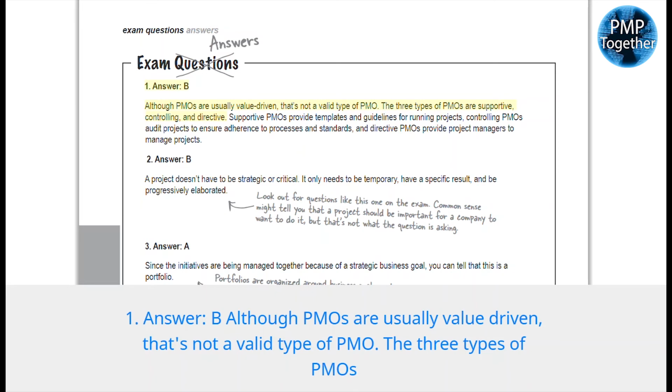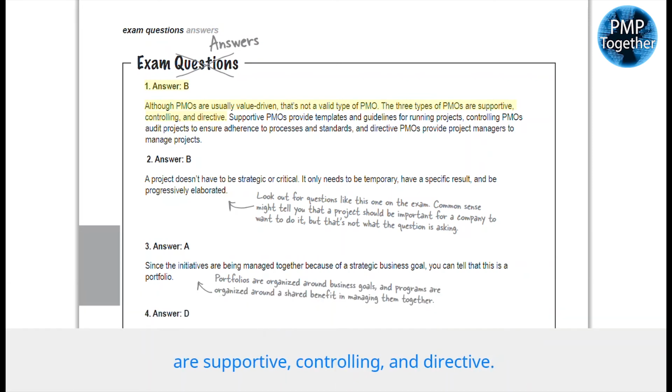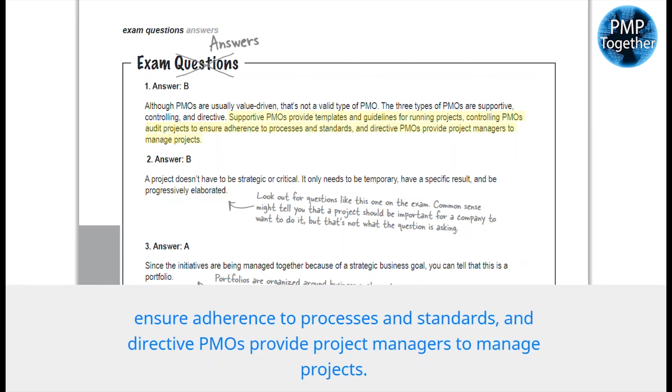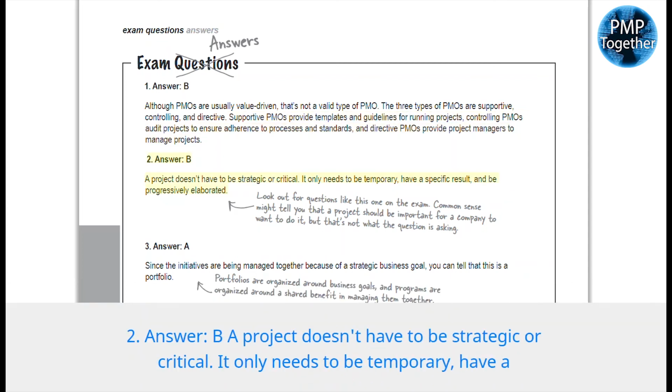1. Answer, B. Although PMOs are usually value-driven, that's not a valid type of PMO. The 3 types of PMOs are supportive, controlling, and directive. Supportive PMOs provide templates and guidelines for running projects. Controlling PMOs audit projects to ensure adherence to processes and standards, and directive PMOs provide project managers to manage projects.